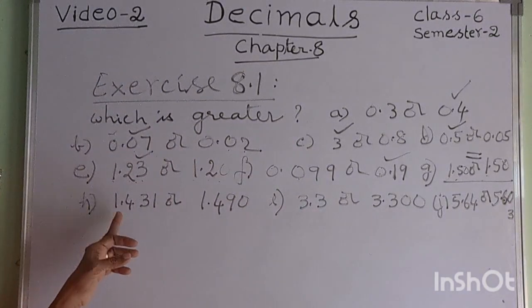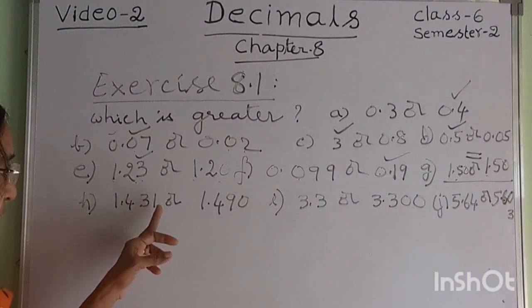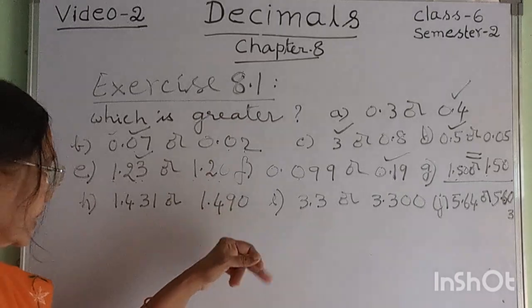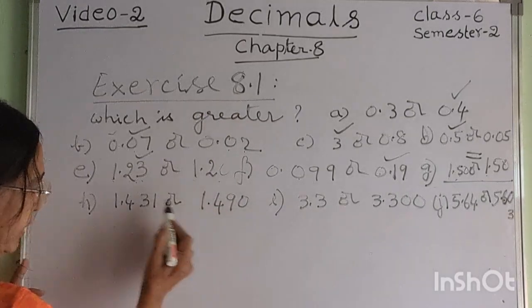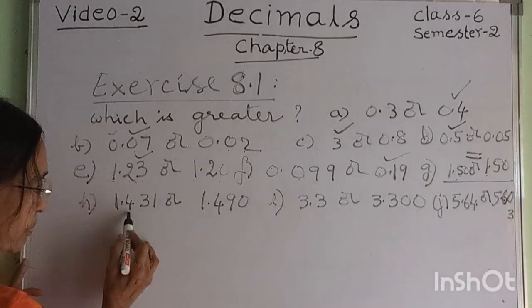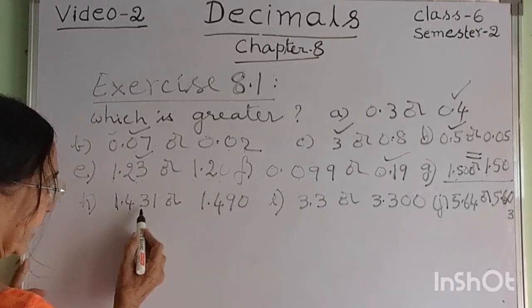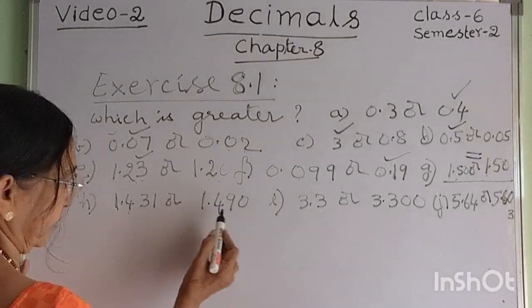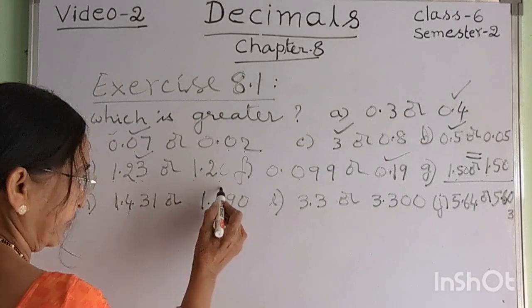Next, coming to H, 1.431 or 1.490. Ones place 1, 1 equal. In the tenths place 4 and 4 equal. In the hundredths place, here it is 3, but here it is 9. Therefore, this is greater.